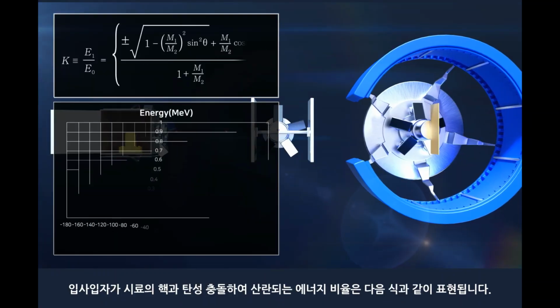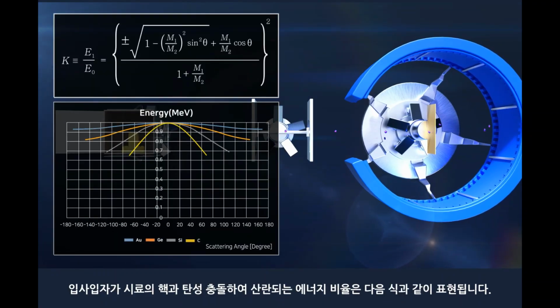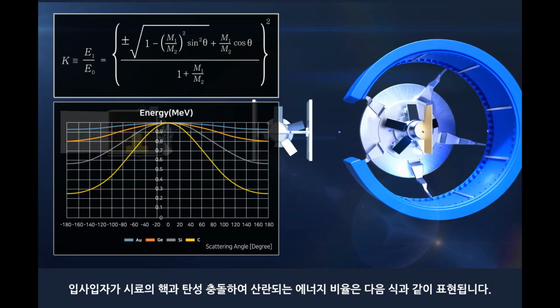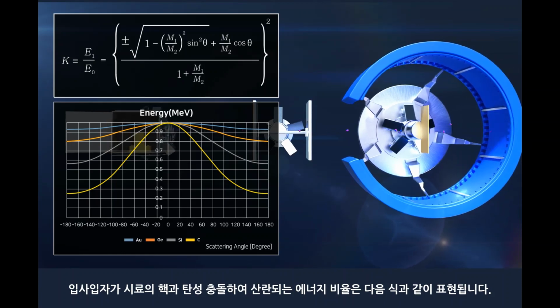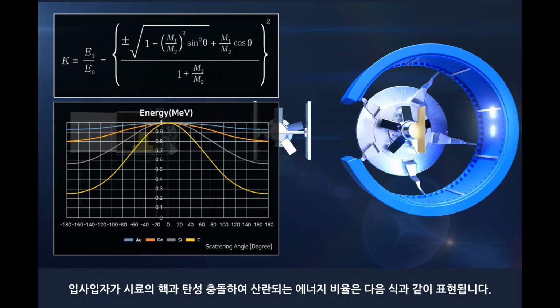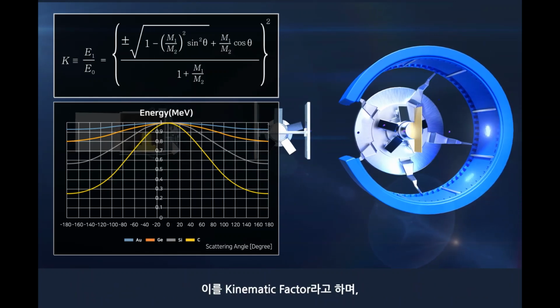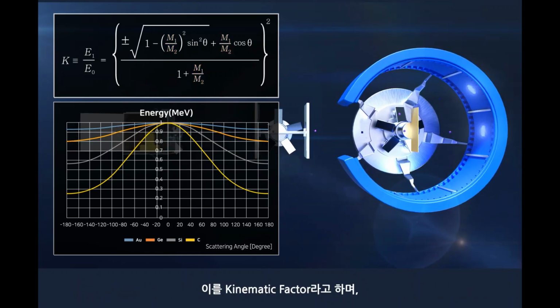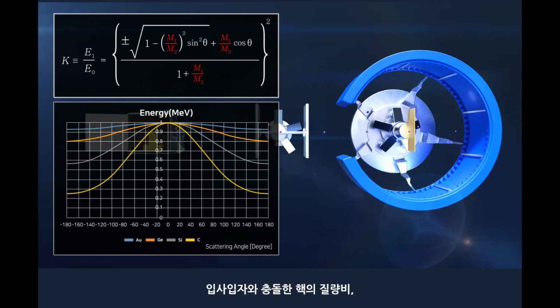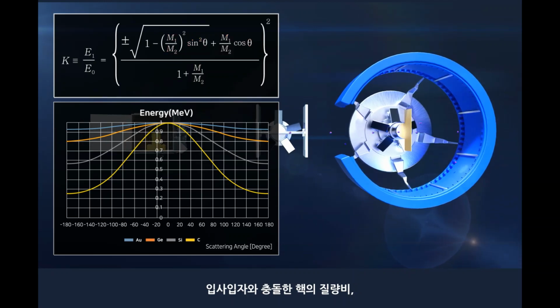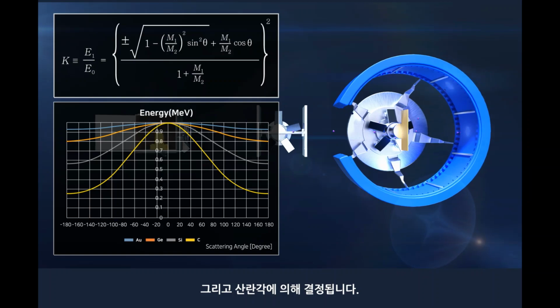The ratio of the energy scattered by the elastic collision between the incident particle and the nucleus of the sample can be expressed by the following equation. This is known as the kinematic factor and is determined by the mass fraction of the nuclei colliding with the incident particle and the scattering angle.